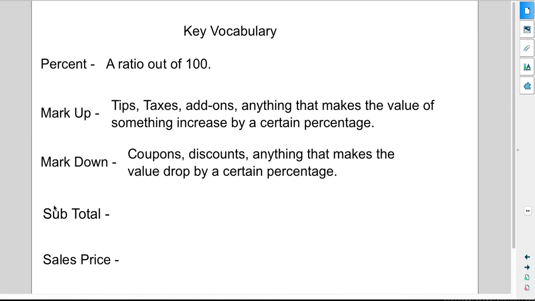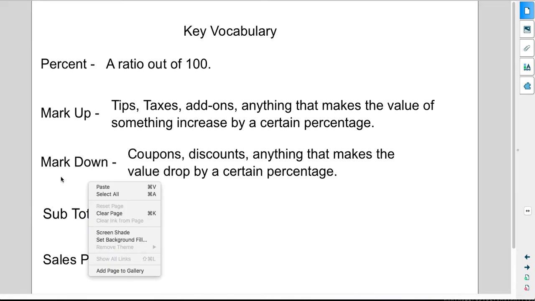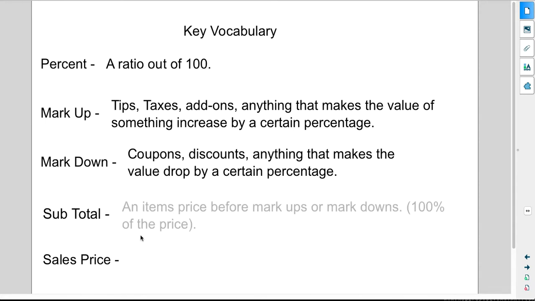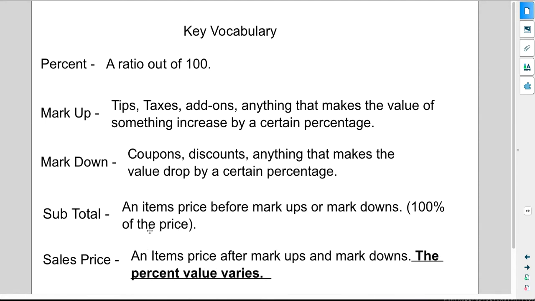Now we have two items that a lot of students interchange with one another. They think they're the same, but they're actually a bit different. So we have total and sales, or subtotal and sales price. Subtotal is the price of an item before markups or markdowns, so you can also call it the sticker price. Usually that's identified as 100% of the price. A sales price is after markups and markdowns, and the percent value on this varies based on if you're increasing the value or decreasing the value.